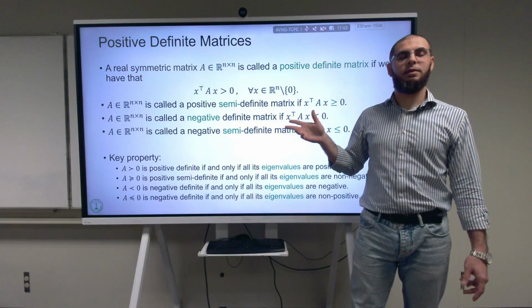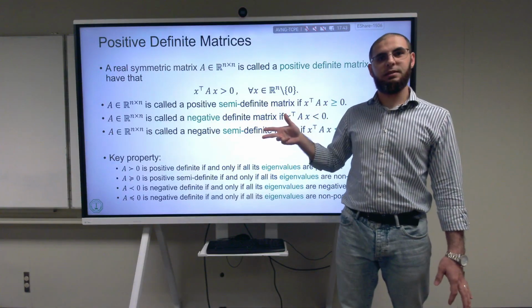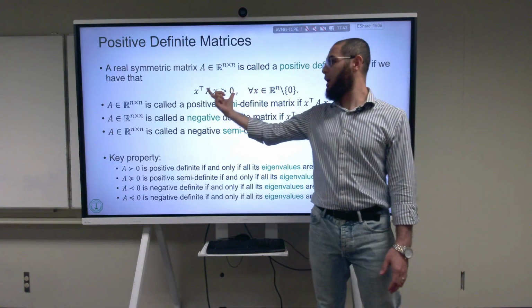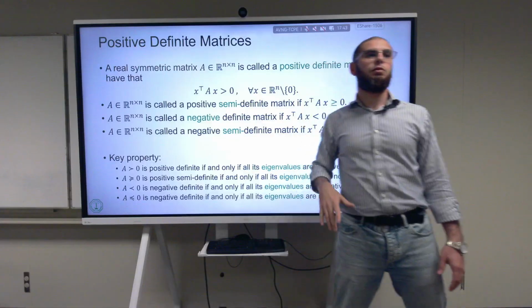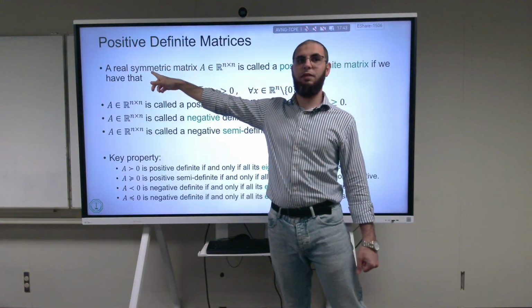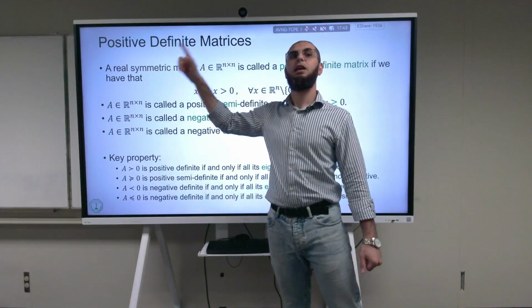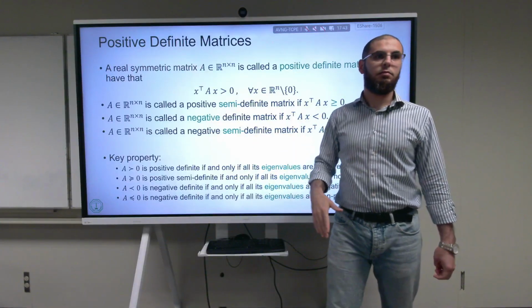The answer is skew-symmetric. A skew-symmetric matrix is one that satisfies x transpose J x is exactly equal to 0. That's why I already excluded it in the definition here. This case you can never have, because a symmetric matrix, by definition, will never be equal to 0 for all values of x. Okay?